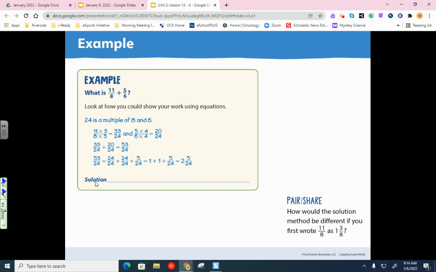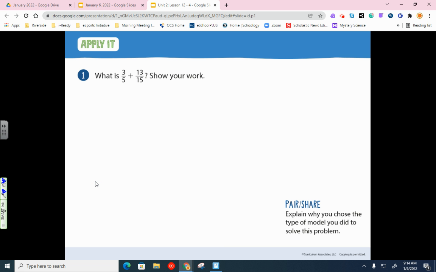All right, so turn to page 243. We will skip this example and go right to question 1. The first question is, what is 3/5 plus 13/15? So we've got 5 and we have 15 here. My factors are 5, 10, and 15, and then there's 15. This is a situation where one of the denominators, 5, can factor into the other. So that's why we're able to keep the 15.